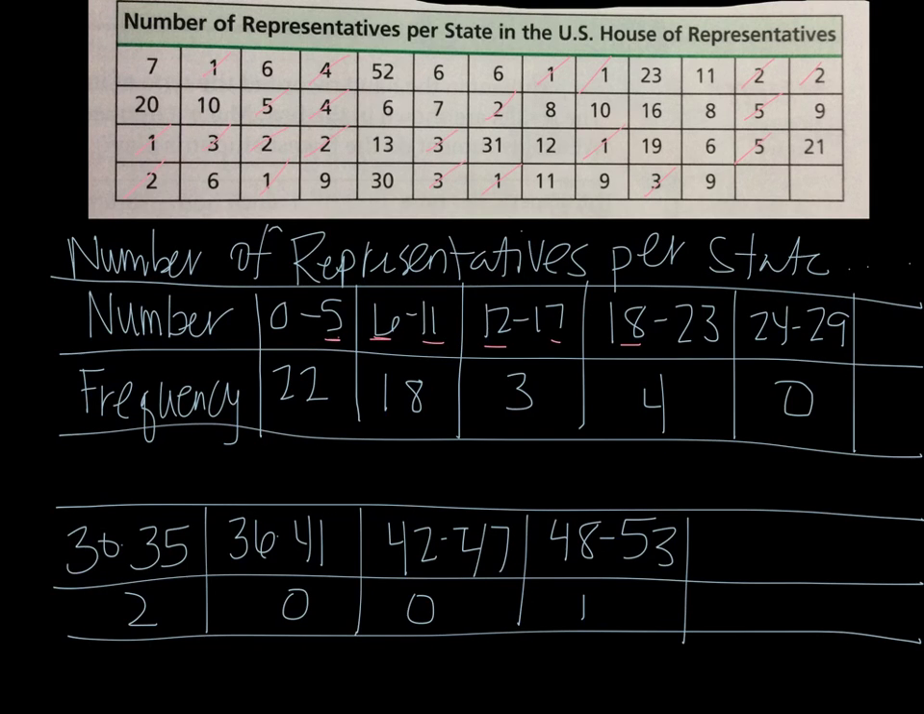Okay, after I went through and counted them all, these were the numbers that I found. Only one from 48 to 53. That would be this 52 right here. Okay, so now we're going to take this data and we're going to turn it into a histogram.